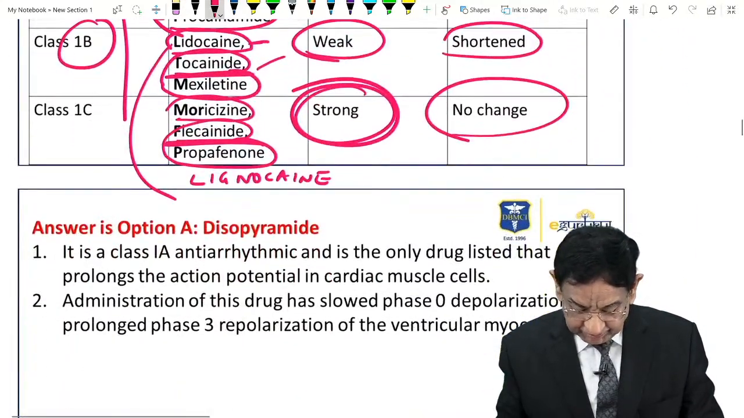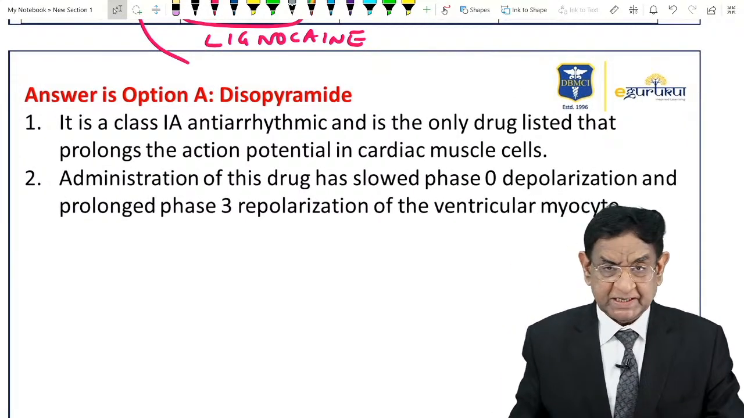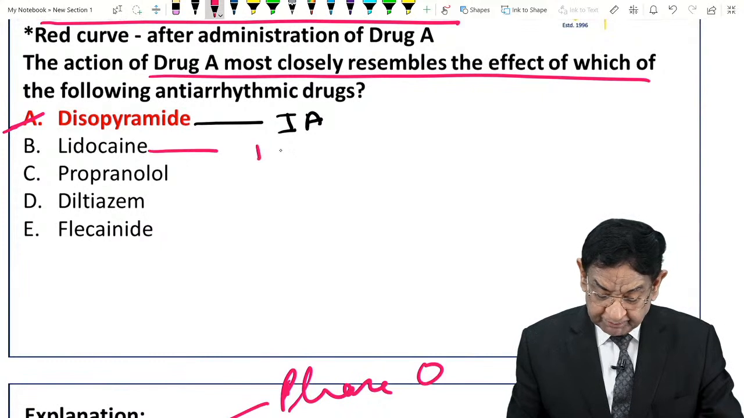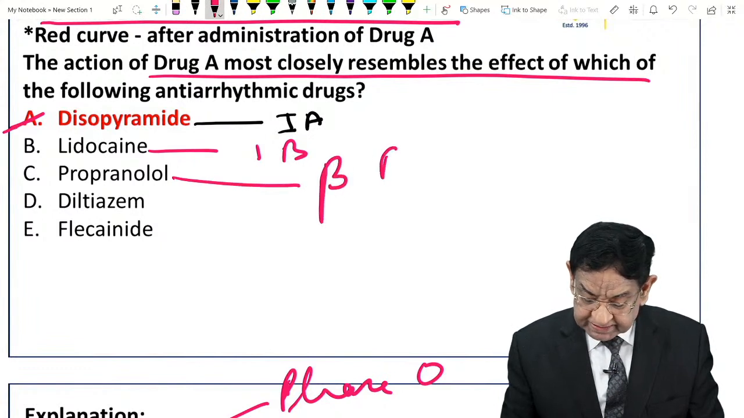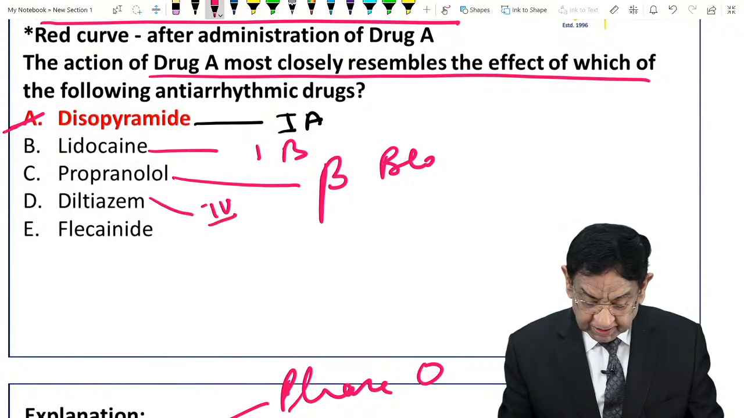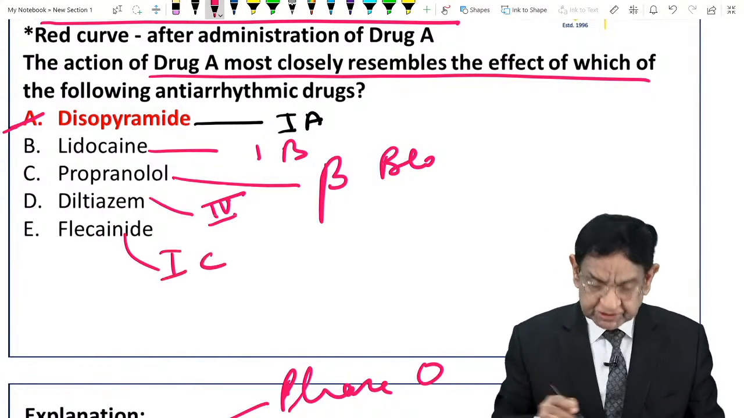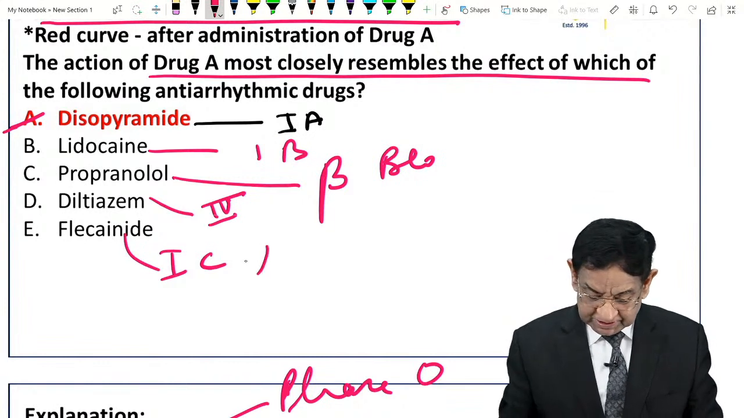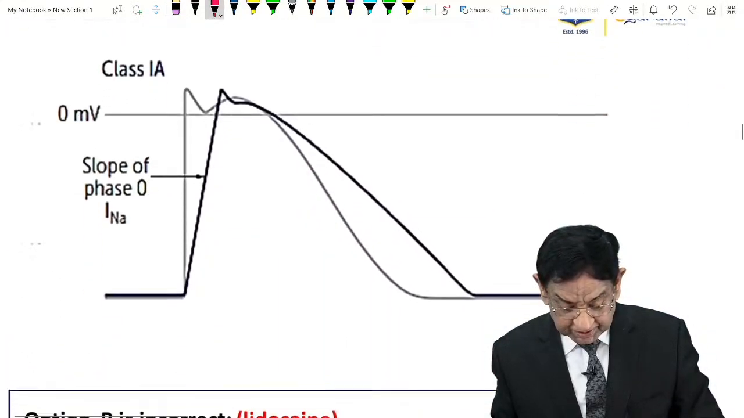Now with this we move further. As we have seen in the diagram, sodium blocking action is there and action potential duration is increased. Out of these, this is what? Class 1B. It doesn't increase action potential duration. Propranolol is a beta blocker, it has nothing to do with this. Diltiazem is a calcium channel blocker, it has nothing to do with this sodium channel. Flecainide is 1C. It is a sodium channel blocker, but it doesn't increase duration of action potential. This also rules out. So I hope you are very clear about it. Okay.